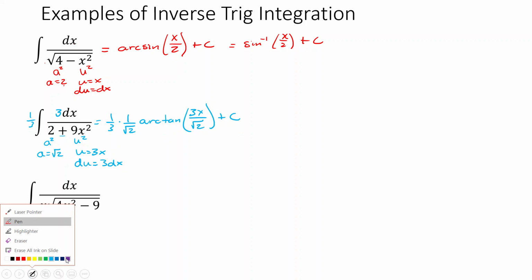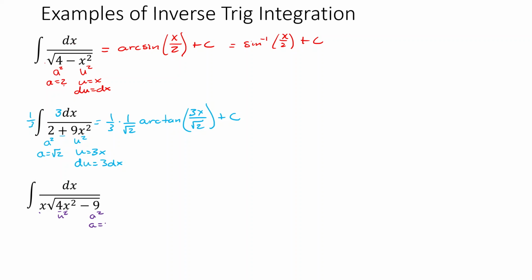All right, last one here. We've got the square root. We've got an x in front, and we've got the variable minus the constant. So that's arcsecant. That means this is my u squared, and this is my a squared. So a must be 3, and u must be 2x. Square root of 4 is 2, square root of x squared is x. Du would then be 2 dx, so we need a 2 here, and we'll put a 1/2 out front.